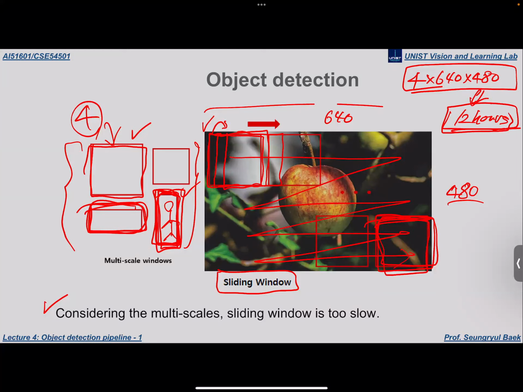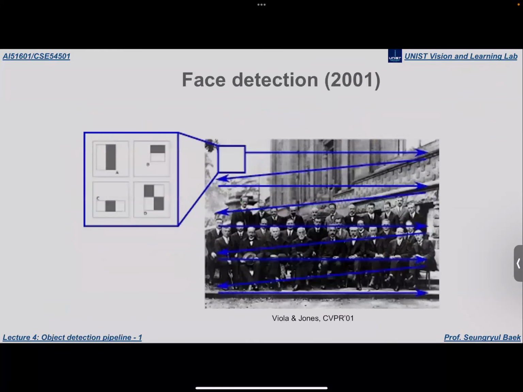So computer vision researchers were thinking of a better method to achieve object detection from the CNN network. But indeed, in 2001, one famous facial detection algorithm, the Viola-Jones face detector, did this type of sliding window method. Okay, it indeed performed this sliding window method.